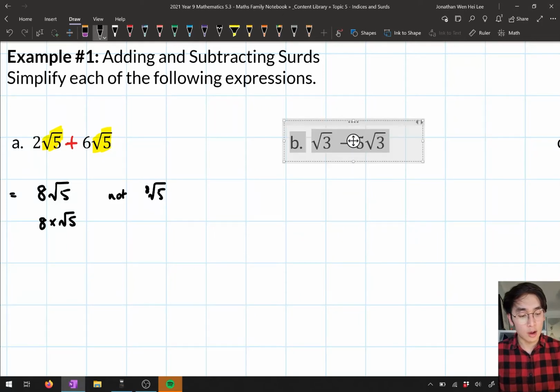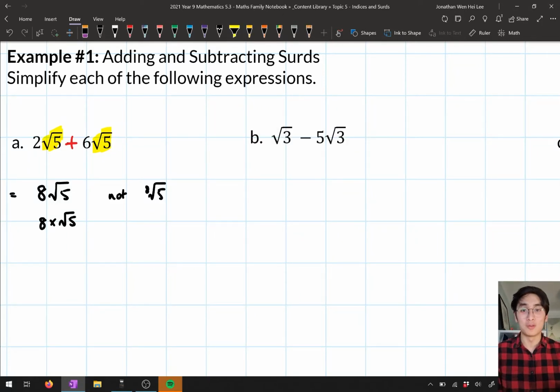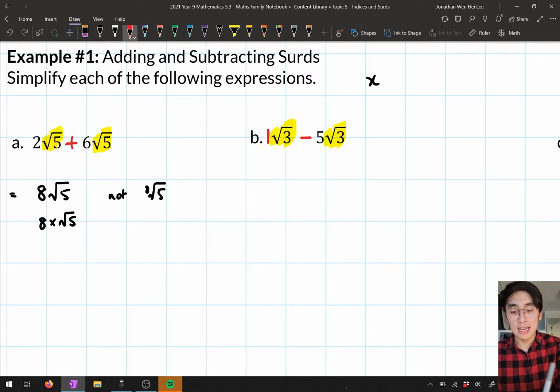Here, we've got square root 3 minus 5 root 3. So here, once again, we've got 2 like surds. They both have this square root 3, and so they're like surds, and we can combine them together. Now here, instead of addition, we are subtracting them, so I'm going to look at the coefficients and subtract. If you look at the first term, there's no coefficient written, so that means we have a hidden 1, just like when you see x by itself, it has a hidden coefficient of 1. So this is just one lot of square root 3, and when I simplify, this becomes 1 minus 5, which is negative 4 square root 3.